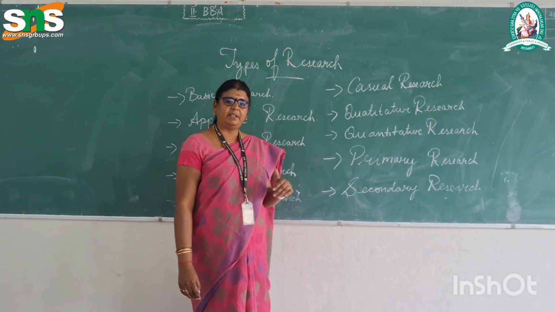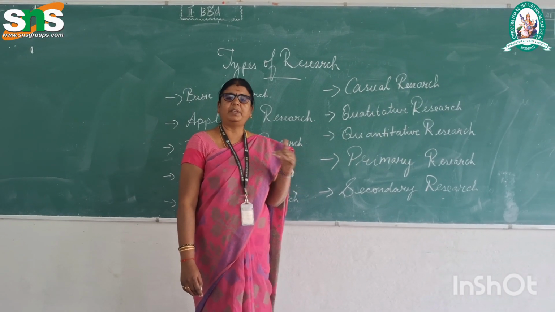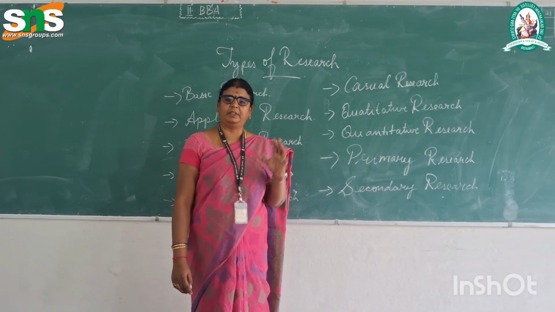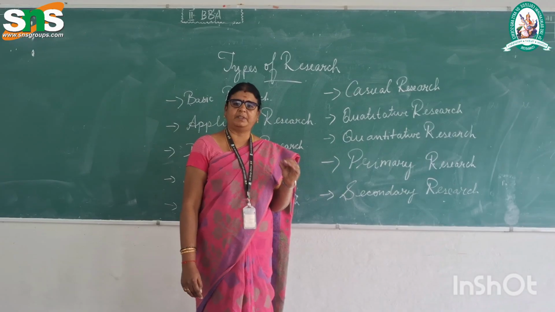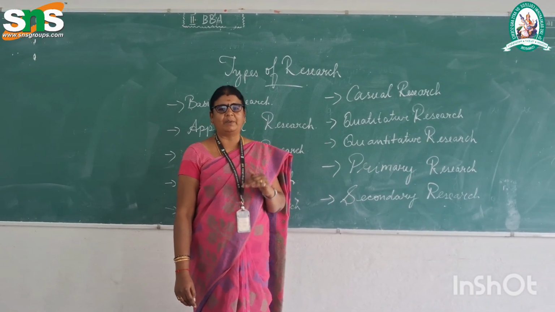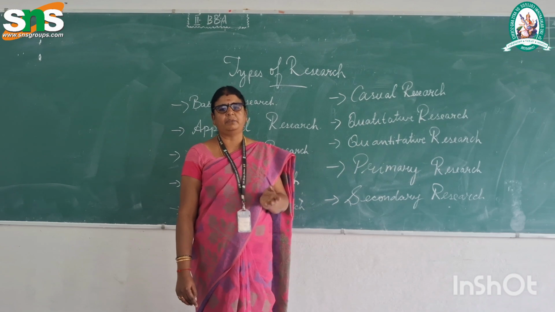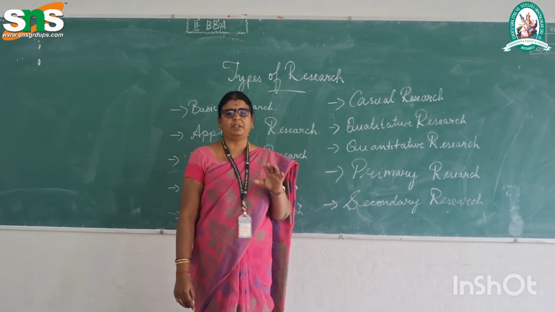The next, quantitative. Based on the qualitative data given, we have to measure the numerical values: how many people said satisfied, how many people said not satisfied. This should be analyzed by the quantitative data. So based on the qualitative data, we can identify the quantitative data. These come under the questionnaires.